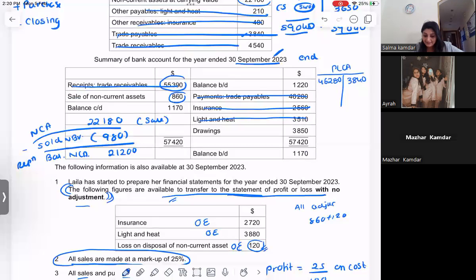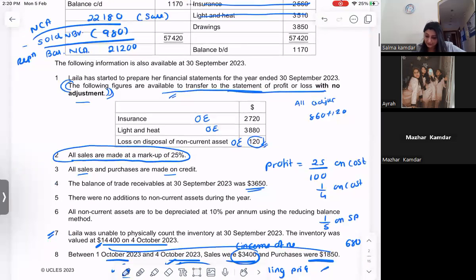But now while reading, I was reading to find out purchases. While reading, I have got three expenses. So what do you think you should go and do? Go and write it in other expenses: insurance, light and heat, and loss on disposal.